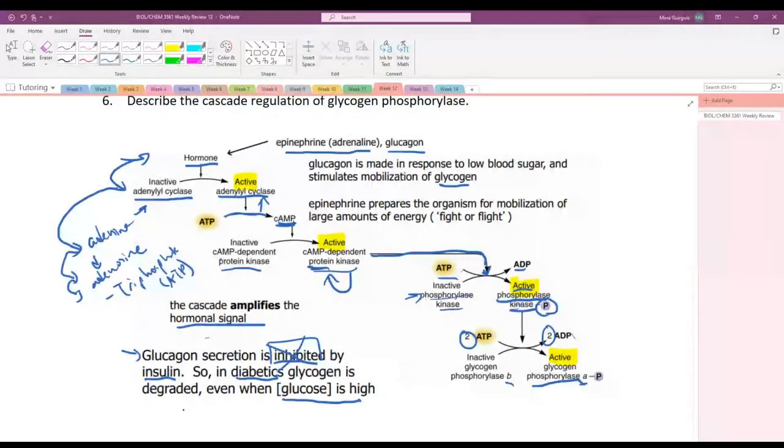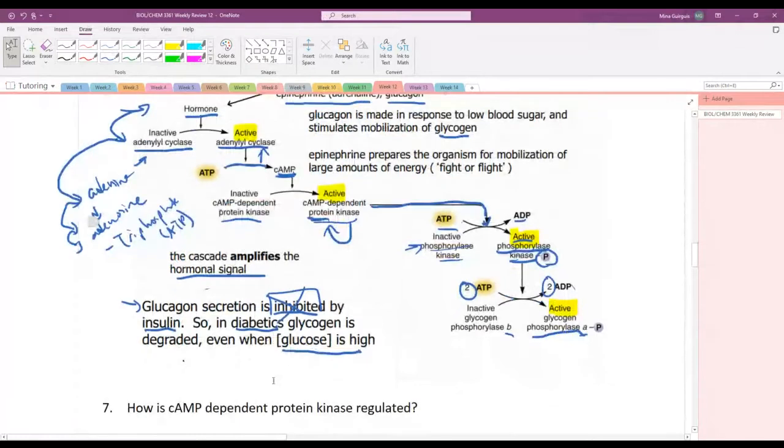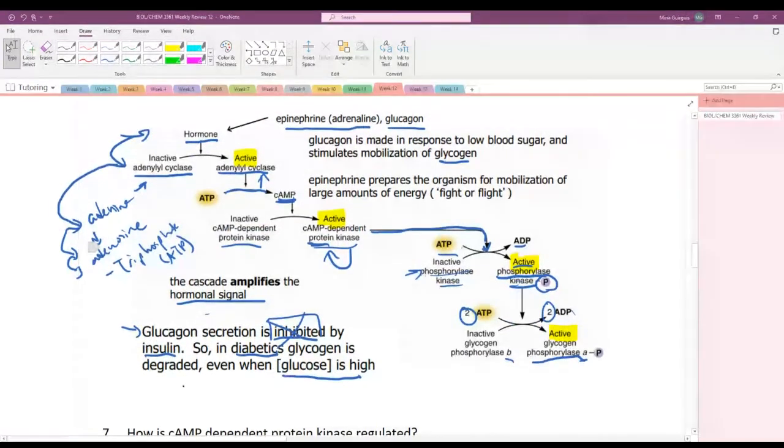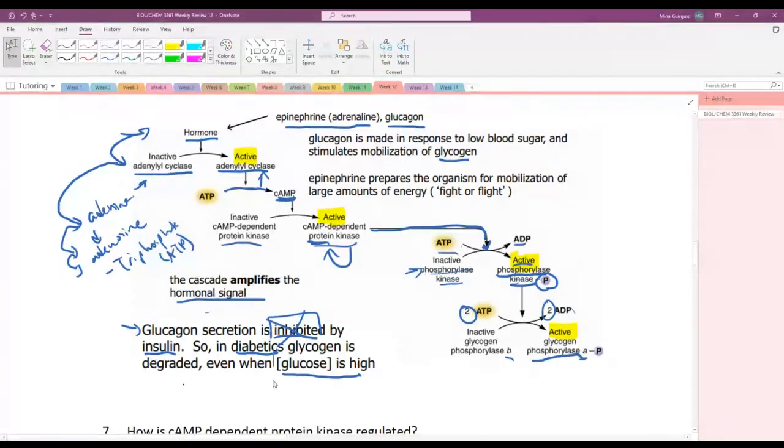Any questions about the signaling cascade involved with glycogen? Okay. Good, because we haven't gotten to that part yet.